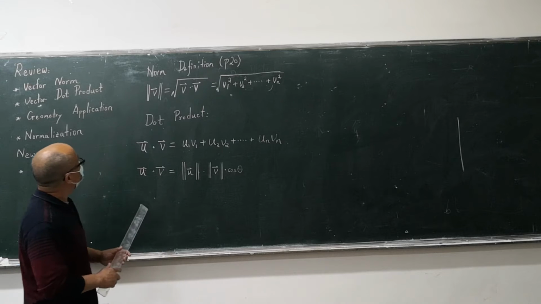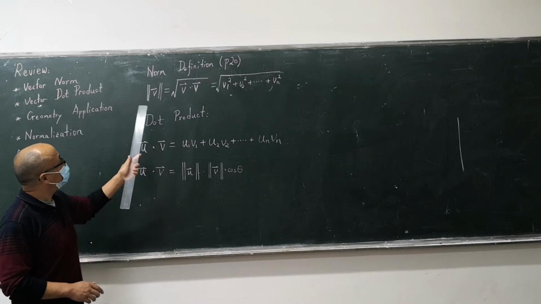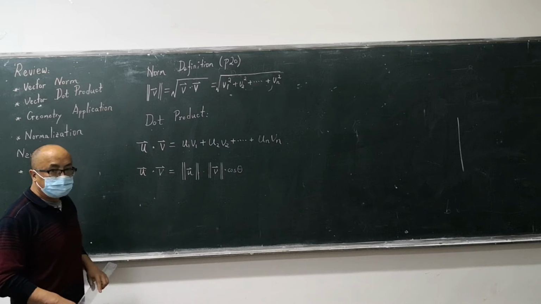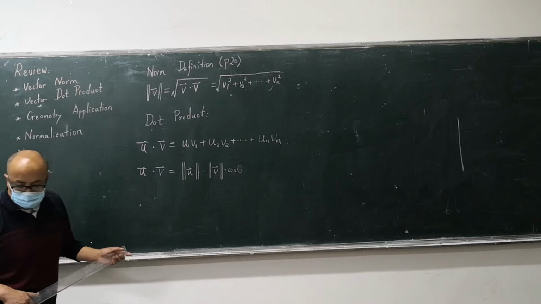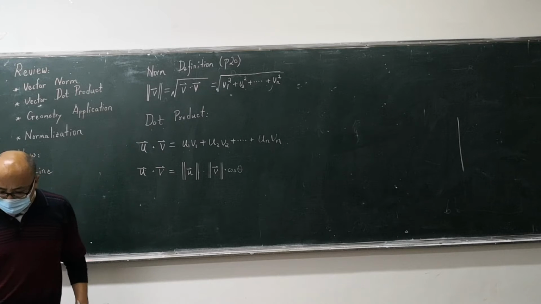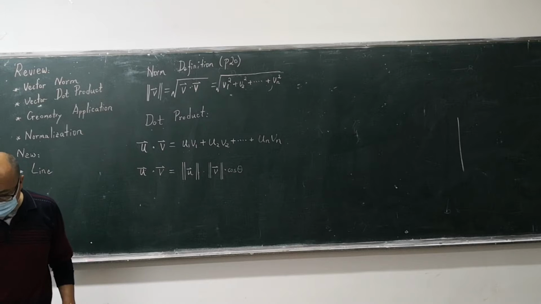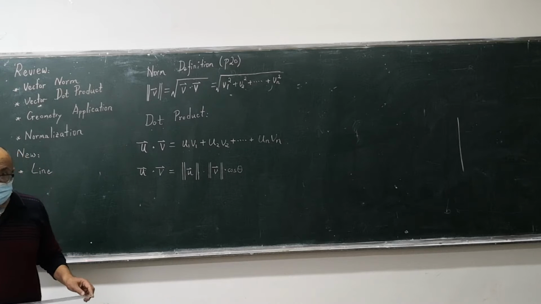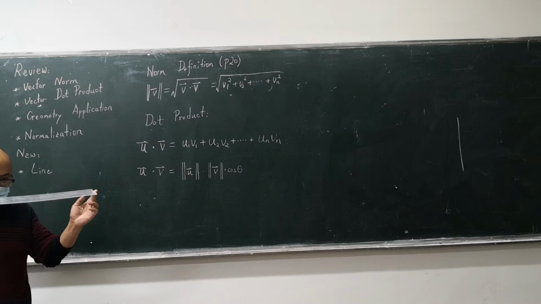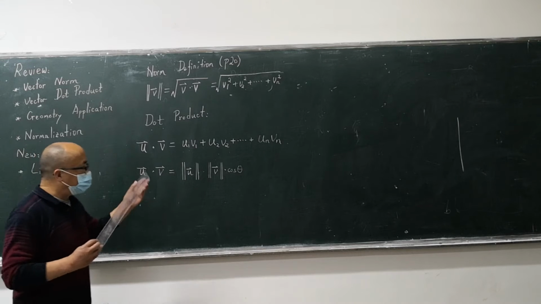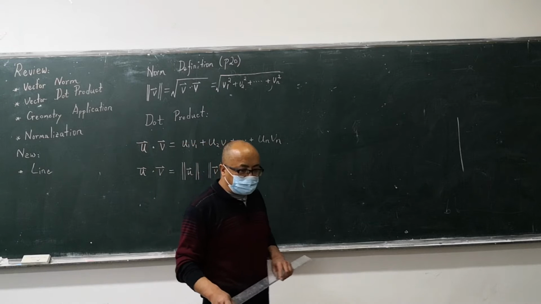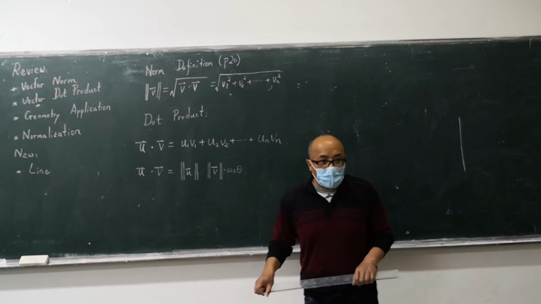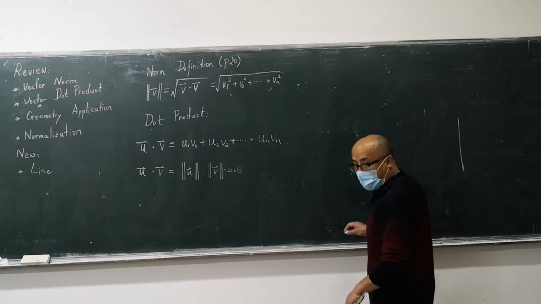The norm is on page 20. This is a review already. It is talking about the length of the vector. It is very similar to our elementary school stuff, absolute value.